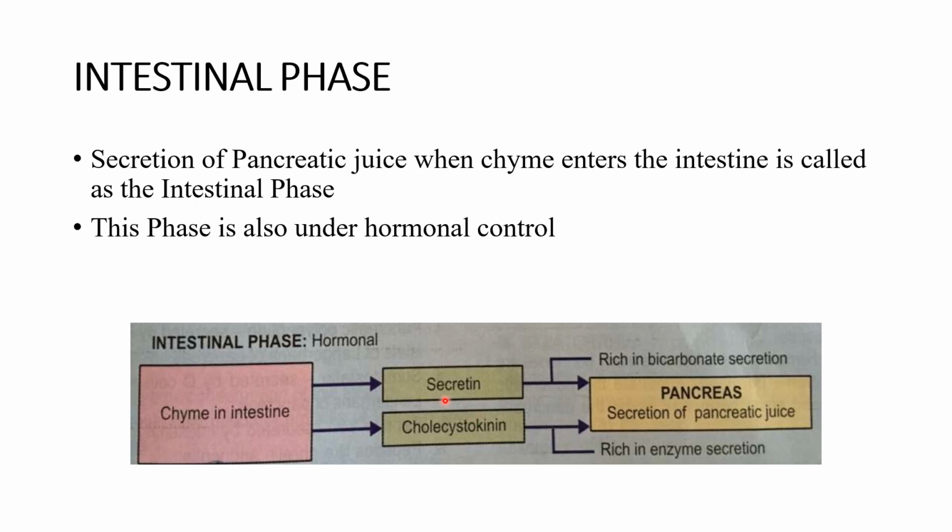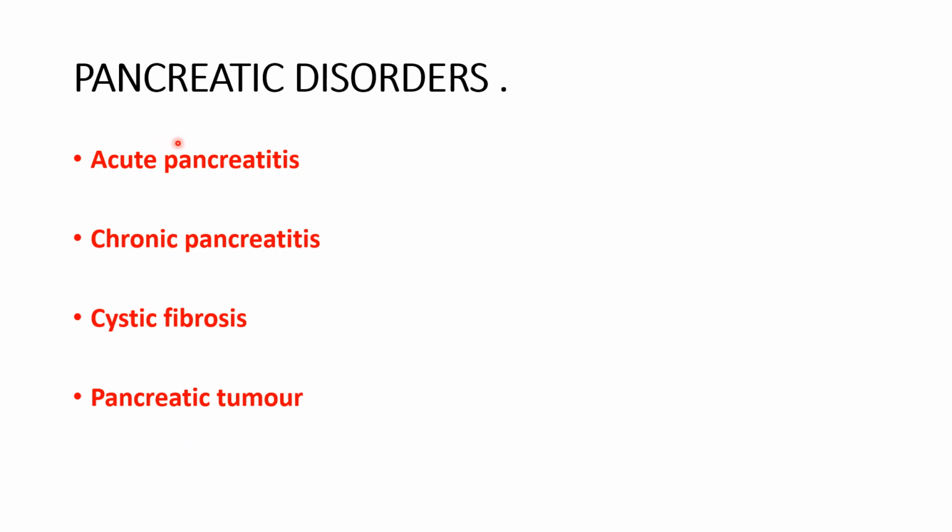So the intestinal phase is controlled by secretin and cholecystokinin. Secretin is regulated by the negative feedback mechanism and cholecystokinin by positive feedback. So even though they are present in smaller amounts, they cause potent secretion of the pancreatic juice. So it finally produces the alkaline pancreatic juice secretion, which is rich in bicarbonate and also rich in enzymes. So till now we have seen the regulation, functions, and the mechanism of secretion of the pancreatic juice.